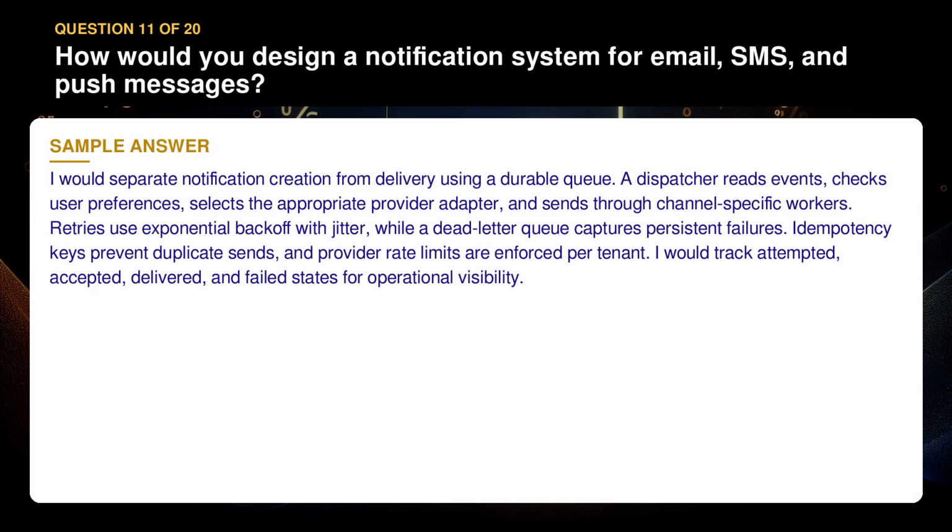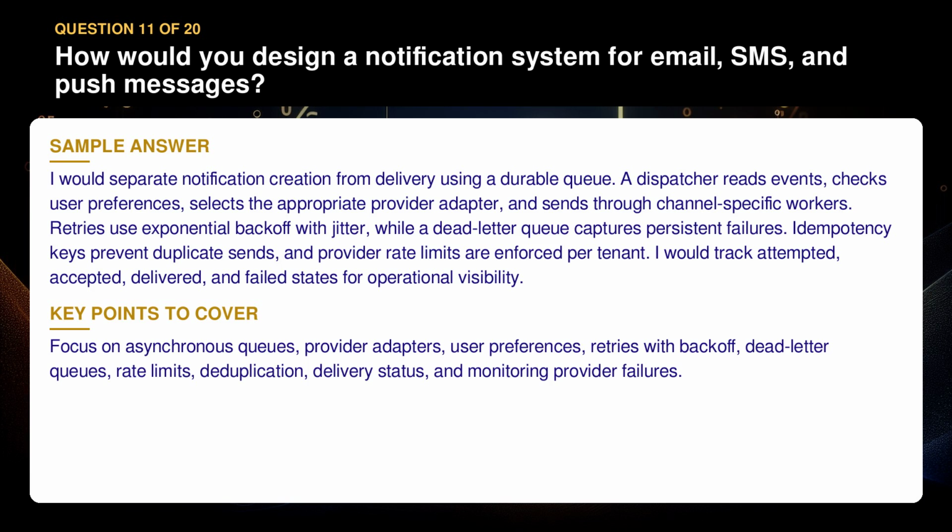Retries use exponential backoff with jitter, while a dead letter queue captures persistent failures. Idempotency keys prevent duplicate sends, and provider rate limits are enforced per tenant. I would track attempted, accepted, delivered, and failed states for operational visibility. Focus on asynchronous queues, provider adapters, user preferences, retries with backoff, dead letter queues, rate limits, deduplication, delivery status, and monitoring provider failures.